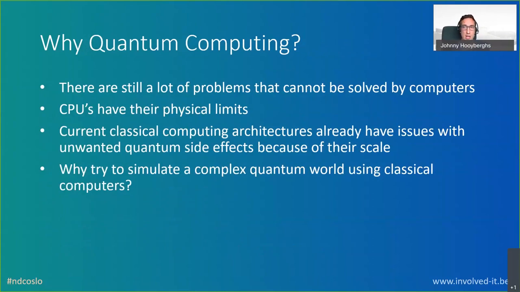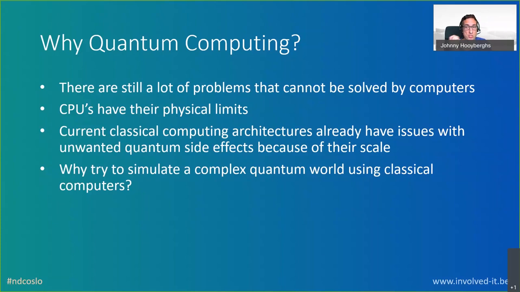So why in God's name would we want to do quantum computing? Well, there are still a lot of problems out there that cannot be solved by our regular computers. There's still many problems that just need too many resources, too much power, and that we just don't have the capabilities to do. Also, we're making CPUs faster and faster by making them smaller and smaller, so we can just cram more transistors into them. But they also have their physical limits. We can't keep getting smaller without actually having unwanted quantum side effects because of that scale. So when we make CPUs smaller and have more transistors inside of them, we also make them less stable. So that's an issue. We can't keep this up forever.